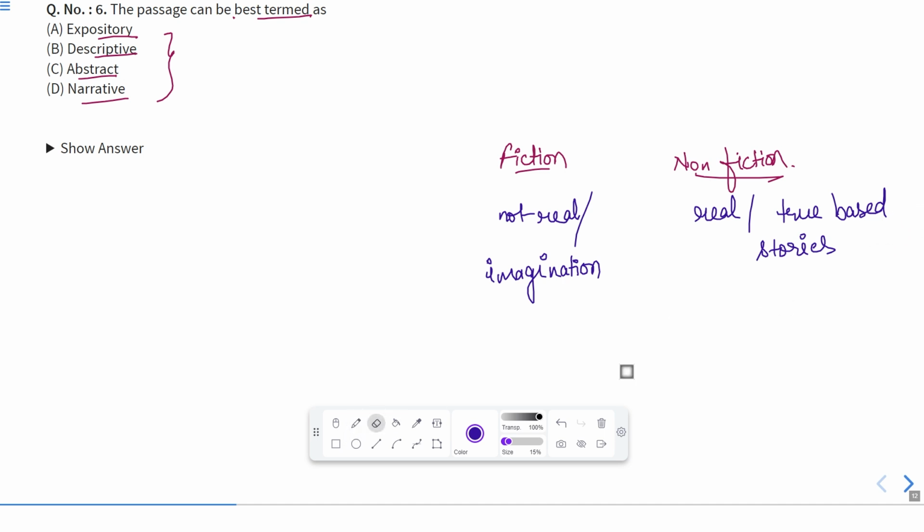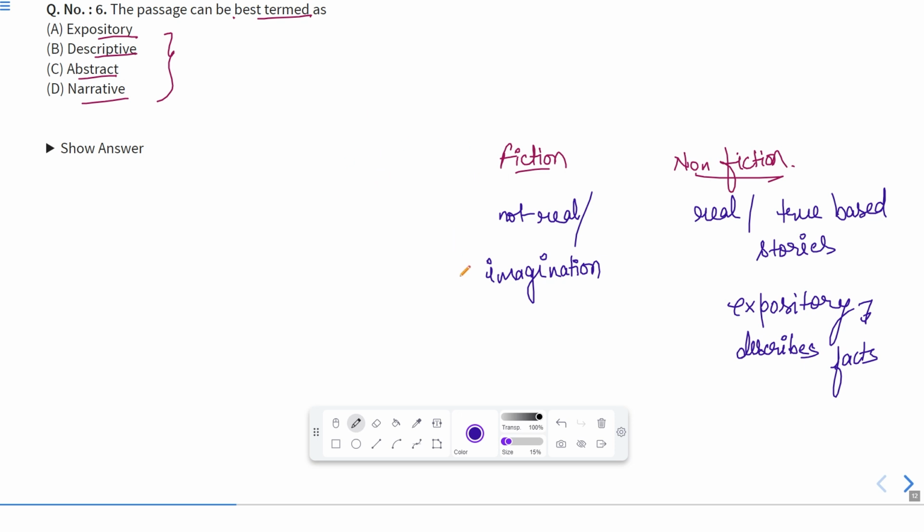But if you talk about any novels, like Harry Potter, which are just full of magics and all, that is fiction. That contains only those type of characters which are not real, which are imaginary. So fiction is imaginary, whereas non-fiction is true based stories. Now if we talk about expository, it is actually non-fiction, which refers to something that describes the facts. When something in which facts have been described, that is called expository.